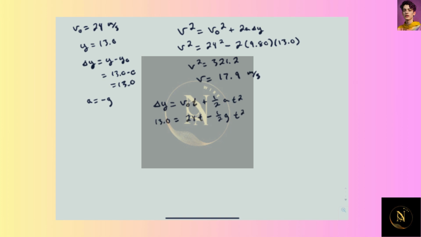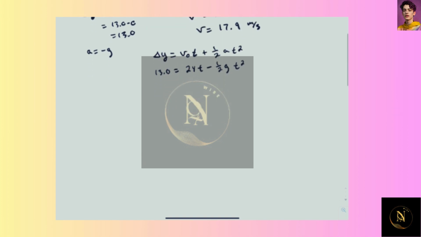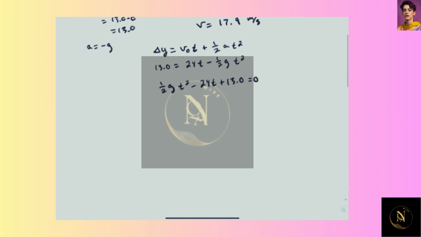But now we have a quadratic. So what I'm going to do is put all the t terms on one side. I'm actually going to bring everything over to one side. So I get 1/2 g t squared minus 24t plus 13 equals 0. And we'll plug in g: 4.9 t squared minus 24t plus 13 equals 0.